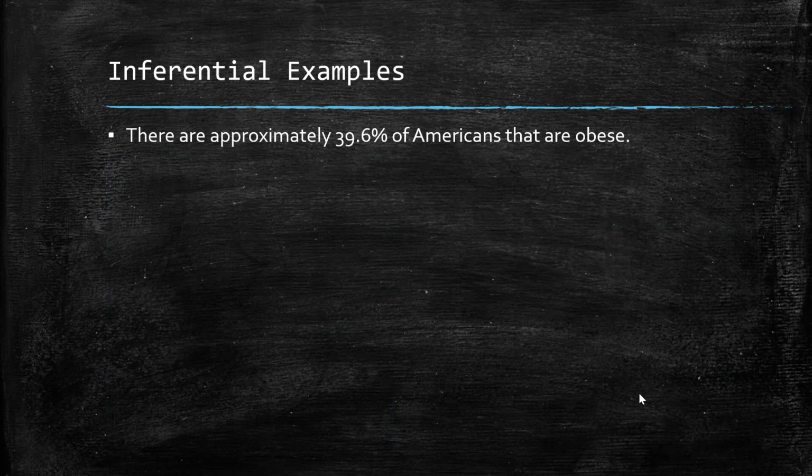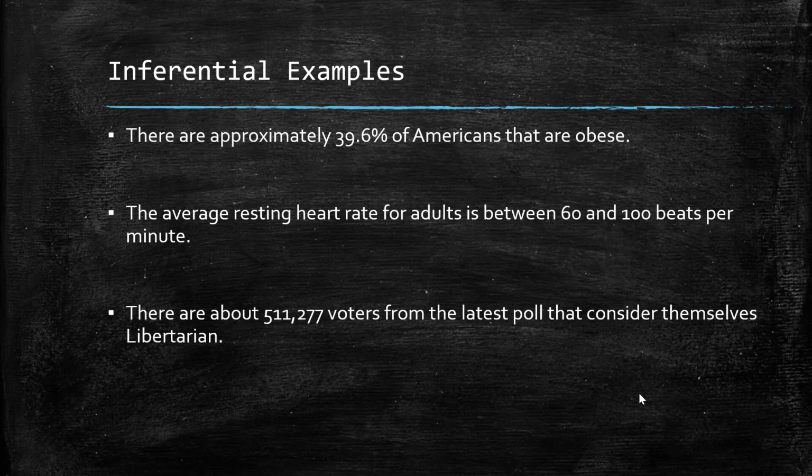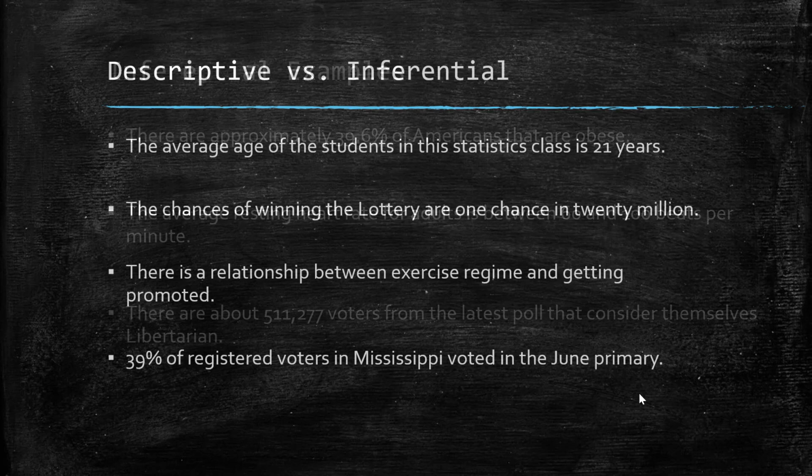So, for example, there are approximately 39.6% of Americans that are obese. We can't say all Americans, right? There's no way to look at every single American to see if they are obese, so this is an approximation. The average resting heart rate for adults is between 60 and 100 beats per minute. Again, we don't know every adult, so we can't say for exact, that is it. And there are 511,277 voters from the latest poll that considers themselves libertarian. So notice it's a poll and it's describing the voters.